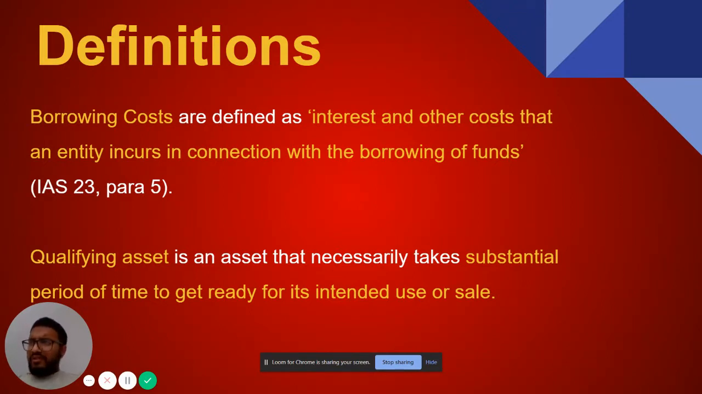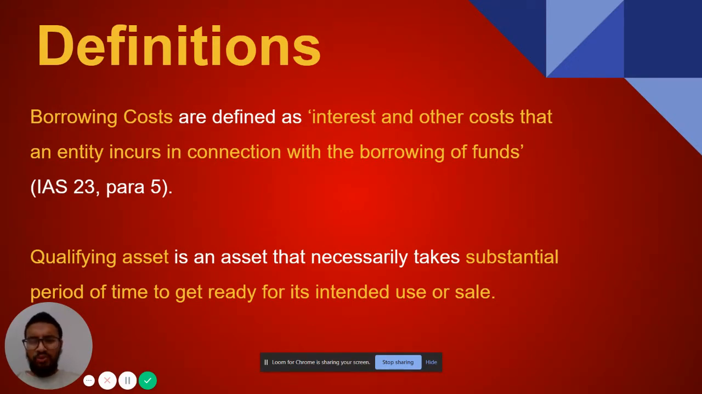The standard definition of borrowing cost is: borrowing costs are defined as interest and other costs that an entity incurs in connection with borrowing of funds. This is as per IAS 23 paragraph number 5. So borrowing costs are interest and other costs that an entity incurs in connection with borrowing of funds, anything relating to borrowing of funds.